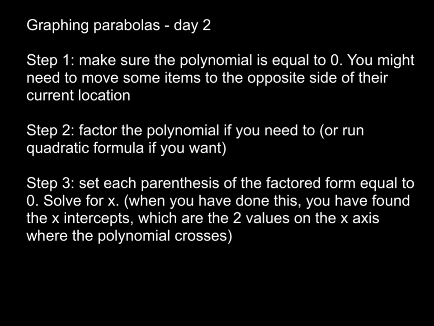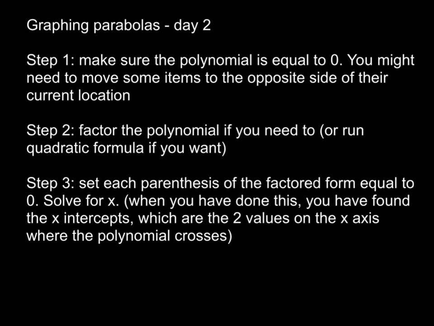Okay, so step 1 of this says make sure the polynomial is equal to 0. And you might need to move some items to the opposite side of their current location. Step 2 says factor the polynomial if you need to. Or you can run the quadratic formula if you want, because you're going to get the same two values.